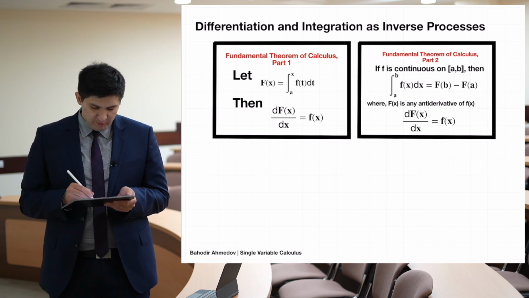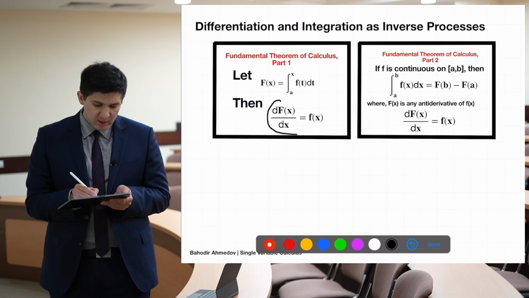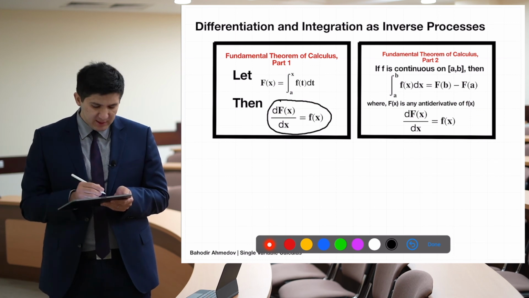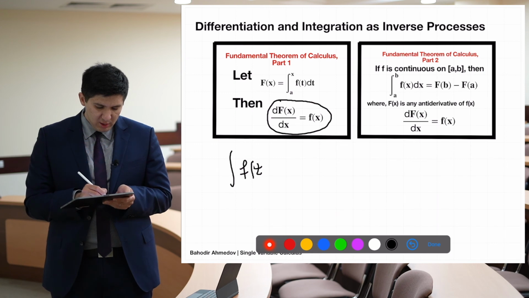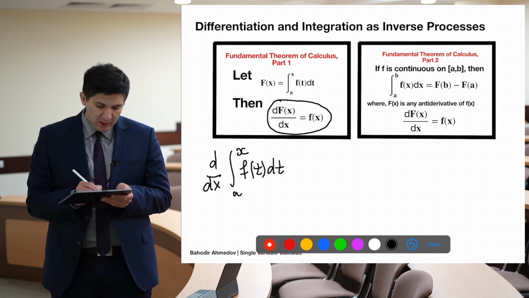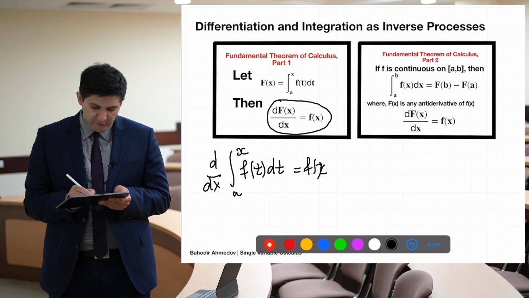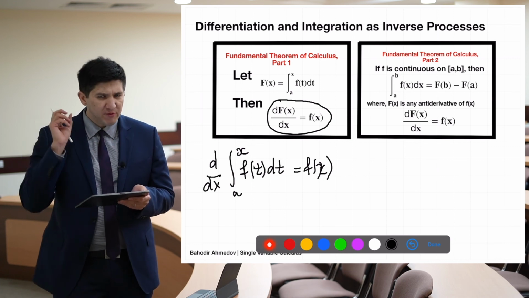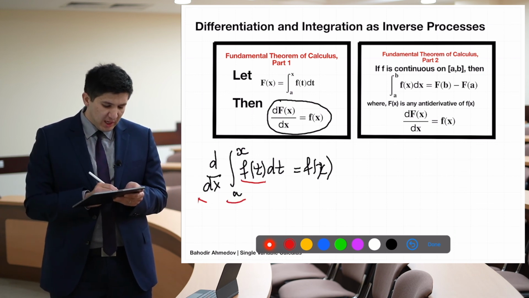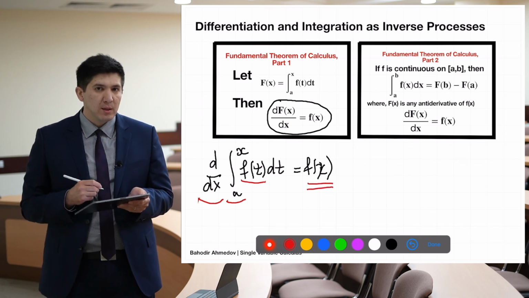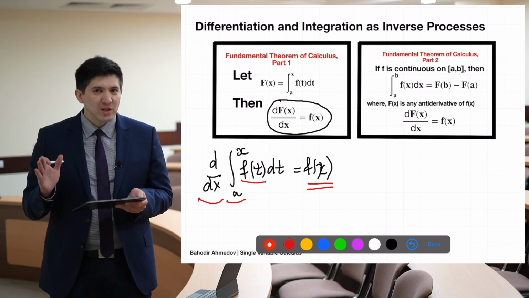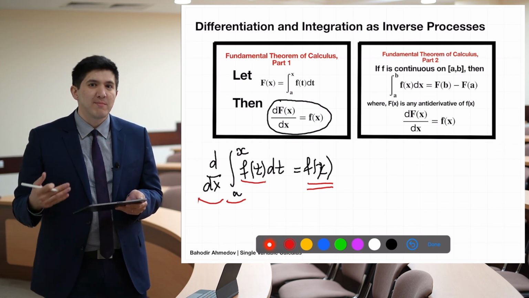So let's try to do this for the first part. I'm going to rewrite this in a different way. This equation tells you that if you take the derivative of this capital F, you're going to get the small f. By definition, the capital F is the integration of the function f of t dt from a to x, and if you take its derivative, you're going to get simply f of x. What does it mean? It means that if you've got some function f of t, and you integrate it first, then take its derivative, you're going to get the same function again. This is what the first part of the fundamental theorem of calculus tells you.